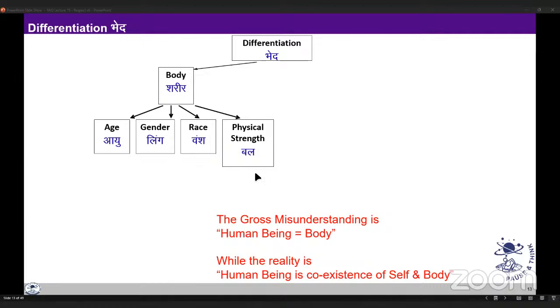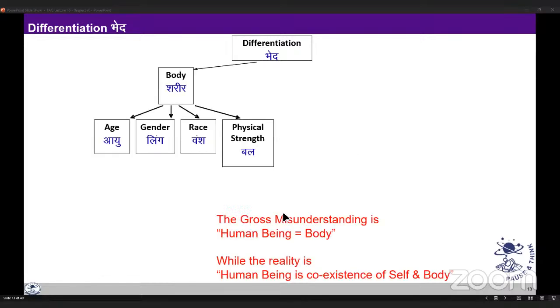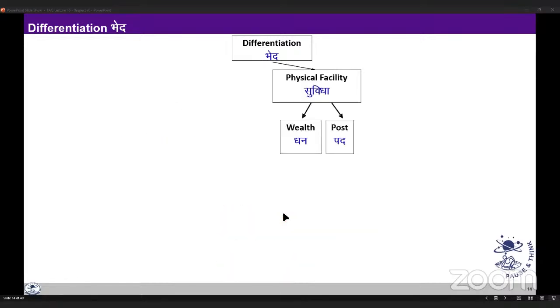While the reality is that human being is coexistence of self and body. But if we are having this misunderstanding that human being is body, then we may be doing this only. With the child, we may be shouting at the child, we may be imposing things on the child. The student, we may be imposing. You can see this for age, gender, race, and physical facility. Physical strength. Another differentiation we may be doing at the level of the physical facility.